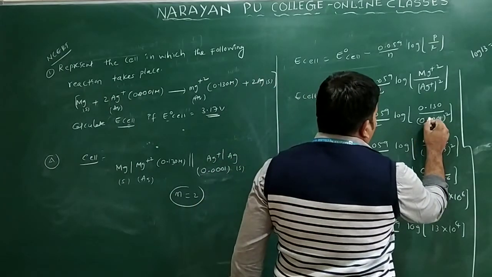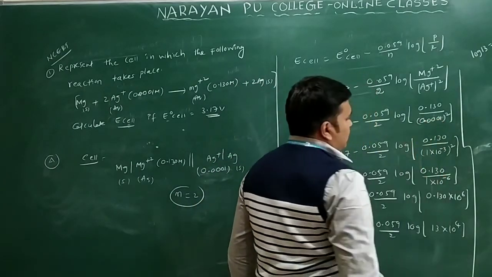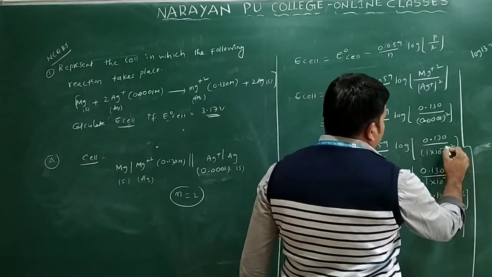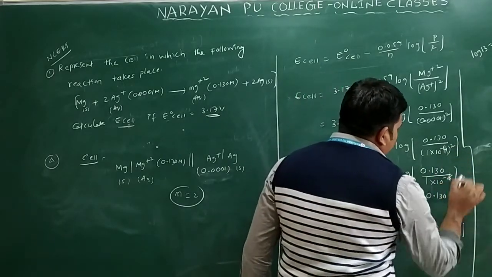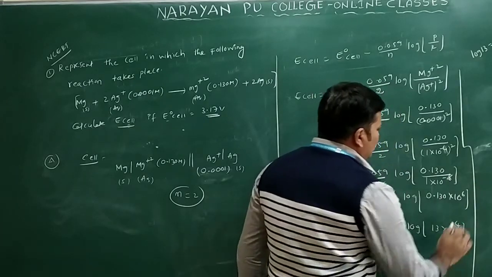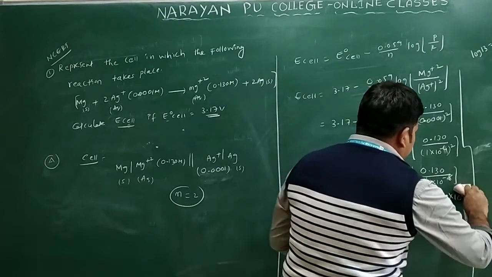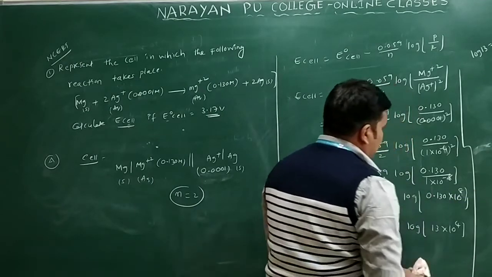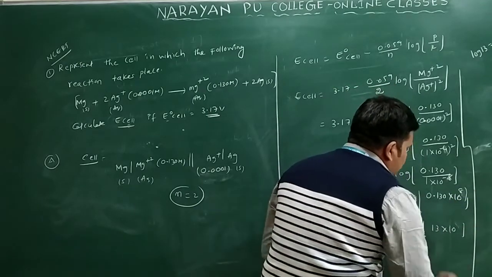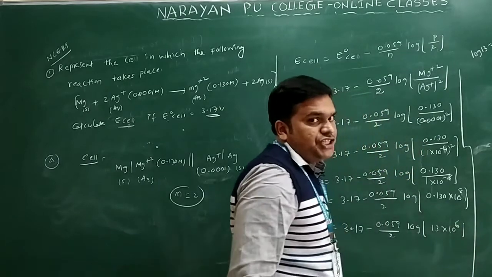This is 0.0001 only. 0.0001 means what can you write, ma'am? You will write 10 power minus 4 only. So this becomes 10 power minus 8 only. Then here you will write 10 power 8 only. So this we can write in the form of which one, ma'am? 10 power 6 only. This change is there.